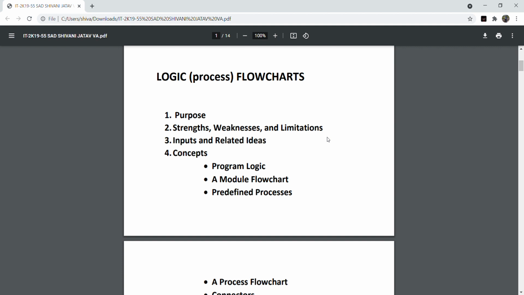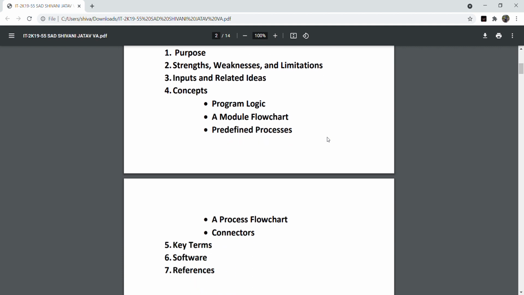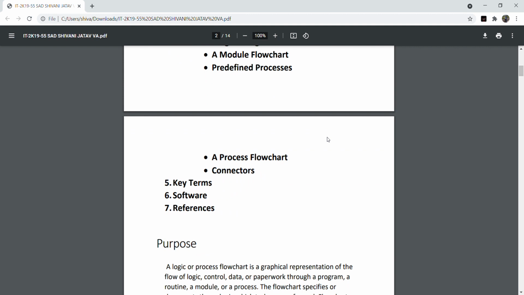Fourth is concept, and in the concepts, first is program logic, second is a module flowchart, third is predefined processes, fourth is a process flowchart, and last is connectors. Fifth is key terms, sixth is software, and seventh is references.